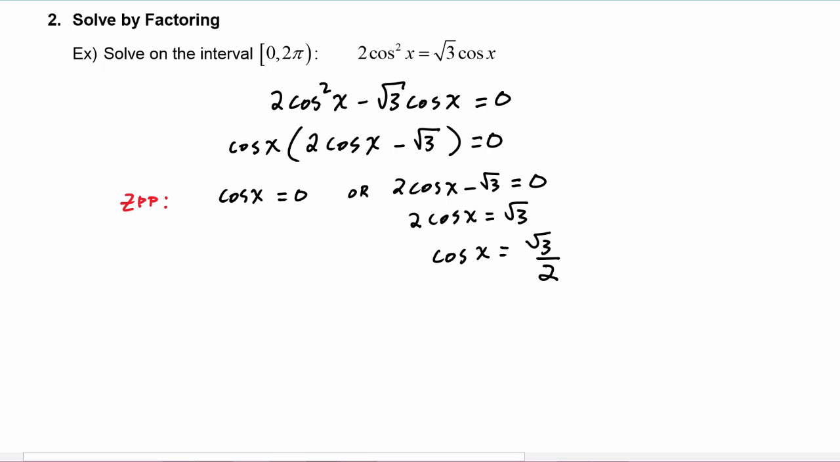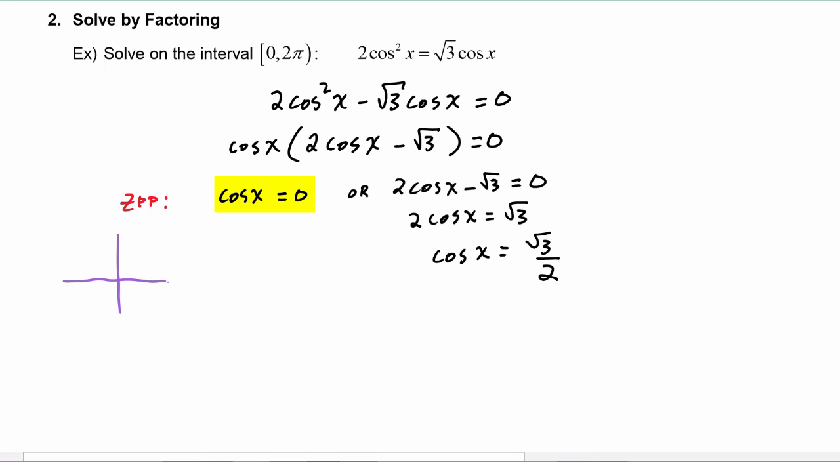So now we have these two equations to solve. Cosine of x is equal to 0, cosine of x is equal to radical 3 over 2. So let's take them one at a time. Let's draw a picture for this one.